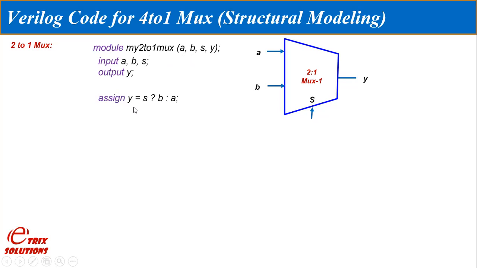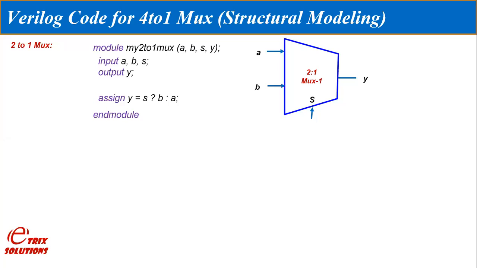So we can implement the 2 to 1 multiplexer very easily by using the conditional assignment, in which we can use this ternary operator. This question mark is a ternary operator, and the meaning of this line is that when S is available or S is 1, then Y is equal to B, otherwise Y is equal to A. And then we can complete this code by writing the end module. So this is the simple Verilog code to implement a 2 to 1 multiplexer.